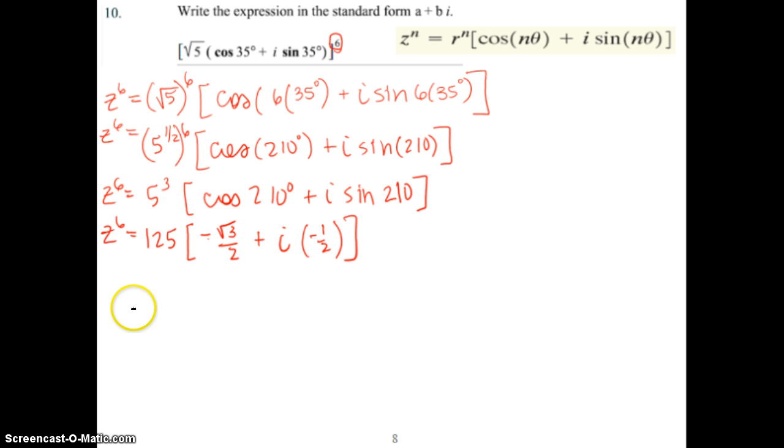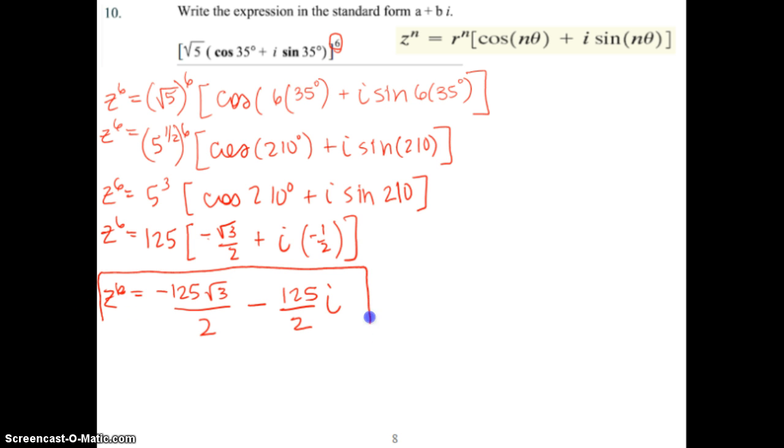So if we continue to simplify here, distribute our 125, we get z to the 6th equals negative 125 root 3 over 2, or minus 125 over 2i. And that is correct. So this is our value of z that was given to us raised to the 6th power. And we raised it to the 6th power using DeMoivre's theorem, which is a pretty straightforward formula.